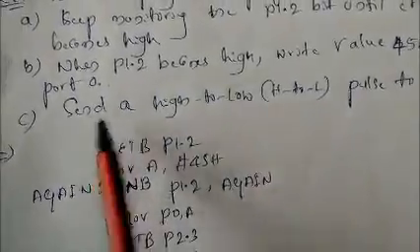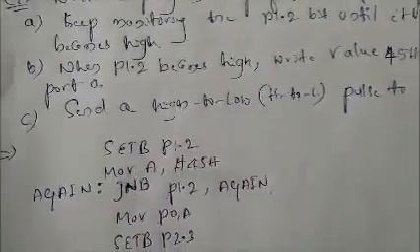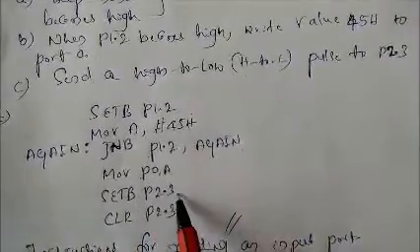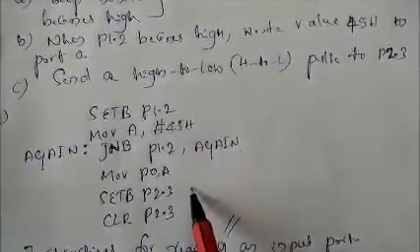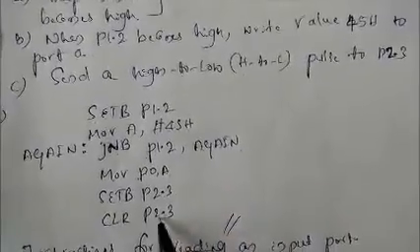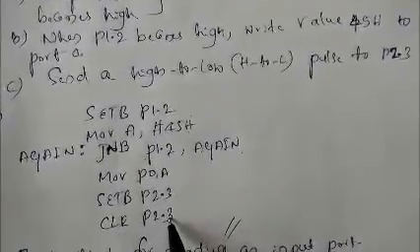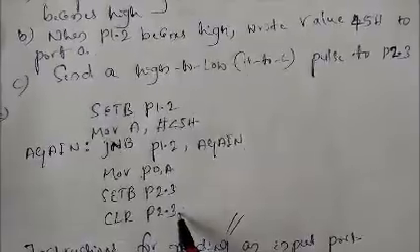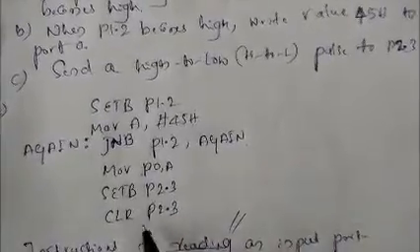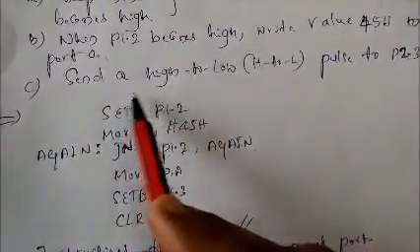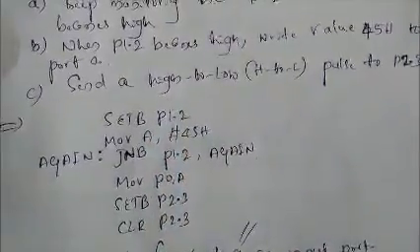The last condition: send a high to low pulse to P2.3. So how to send it here? SETB P2.3 means sending the logically high pulse. Again, CLR P2.3 means you are sending the logically low pulse on P2.3. Is it clear? So again, you have to write END here, and at the beginning you need to write ORG 40H.